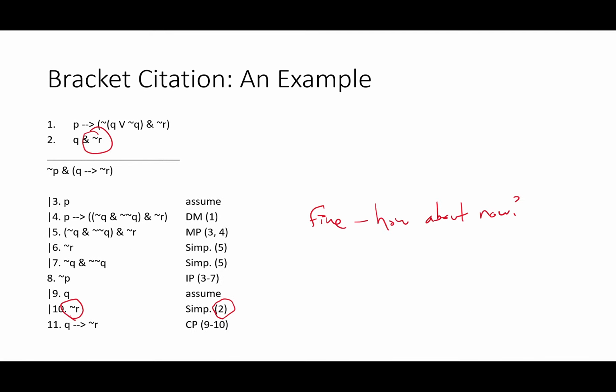Okay, how about now? Back to the premise, simplification, not R. Yeah, that will work. We've cited from inside a bracket to outside a bracket. In this case, we've cited the premise, and that's perfectly fine. Now we can do our conditional proof, and it's still just a 2-line conditional, 9 through 10.